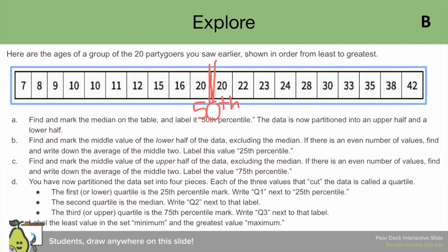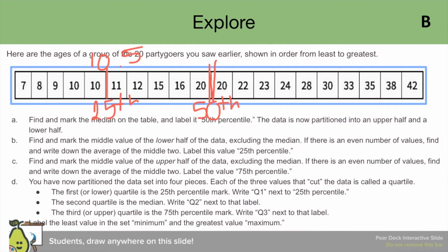Question B. Find and mark the middle value of the lower half of the data, excluding the median. If there is an even number of values, find and write down the average of the middle 2. Label this value 25th percentile. Students will now mark the 25th percentile, which is the average of 10 and 11, so the 25th percentile is located at 10.5.